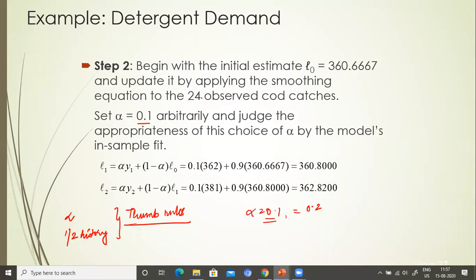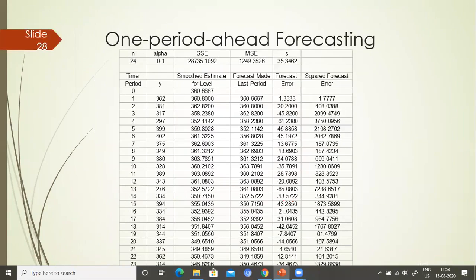So over here, we have L0. L1 becomes alpha times Y1, which is 0.1 times 362. So you're taking just 10% of the recent observation, and 90% of what happened in the immediate past. And we're saying, okay, the next level is going to be this much. Secondly, the following level L2 is going to be alpha Y2 plus 1 minus alpha times L1, and so on.